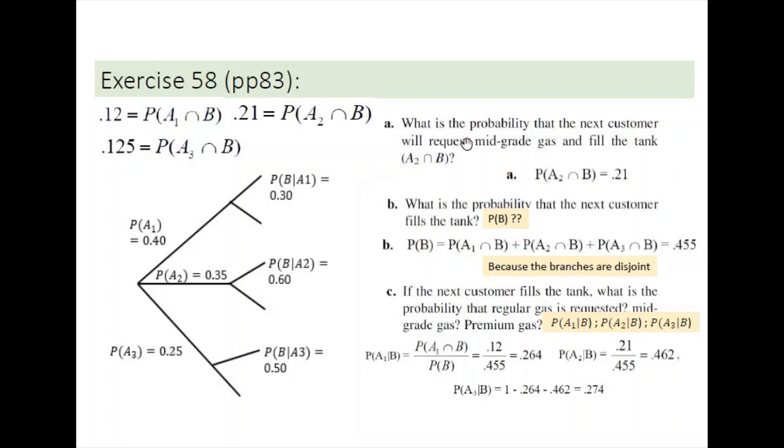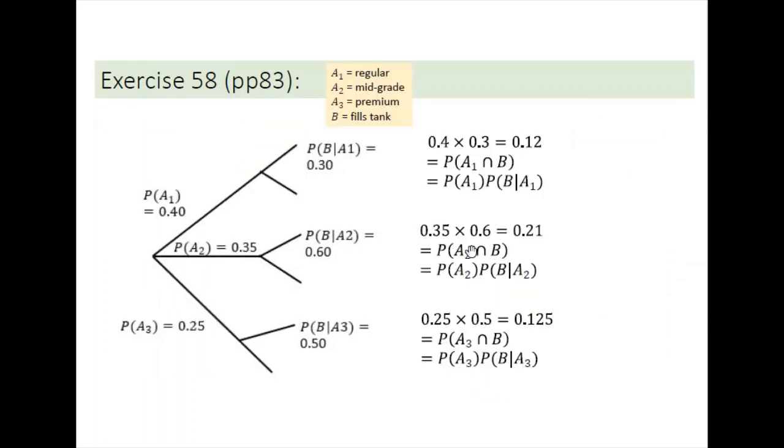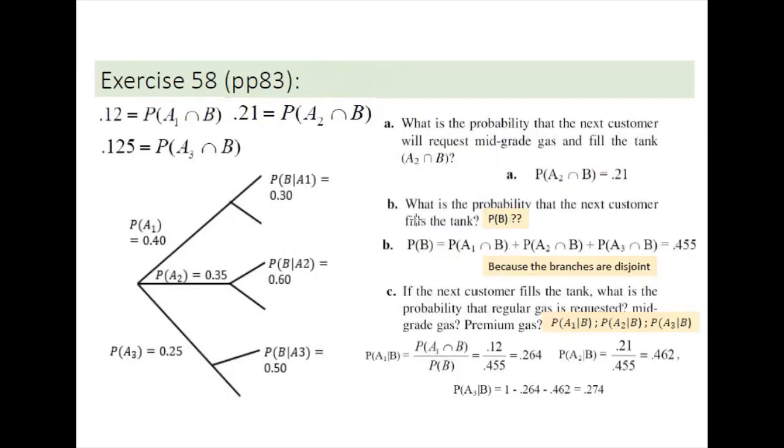Now, number one, what is the probability that the next customer will request mid-grade gas and, you can see the keyword, fill the tank? Mid-grade is A2, filling is B, and it is an intersection, so we should obtain the probability of A2 intersection B. We have it here, A2 intersection B is 0.21.